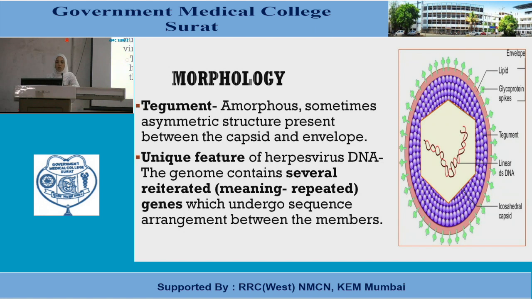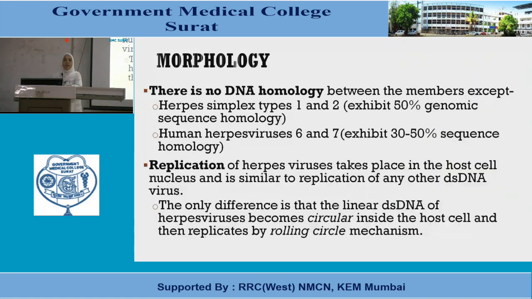There is no DNA homology between the members except herpes simplex 1 and 2. They have almost 50% DNA sequence homology, so they are very closely associated. Secondly, herpes 6 and 7 have around 30 to 50% homology.